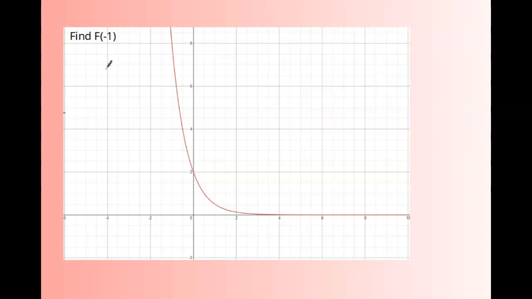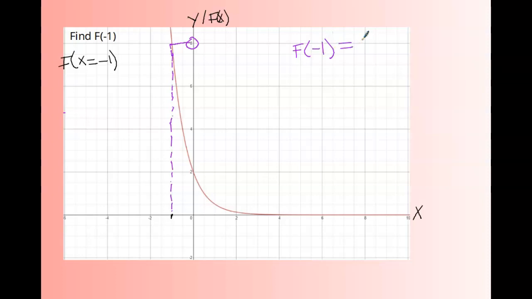Let's look at how we can also evaluate with a graph before we move on to more evaluation of expressions. Here they want us to find f of negative 1. We know that this is the y, and y is the same as f of x, and this is x. f of negative 1 means x is equal to negative 1, so negative 1 is here. Now we trace it until we hit the exponential curve. We are hitting it right here. And then we trace it across, and the answer is 8. So f of negative 1 is equal to 8.